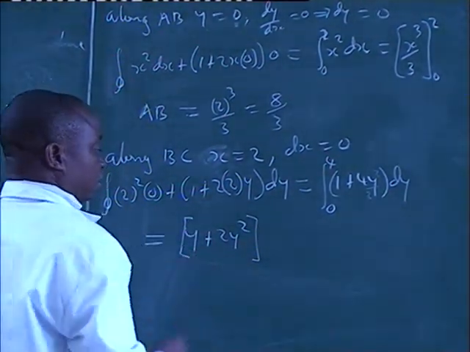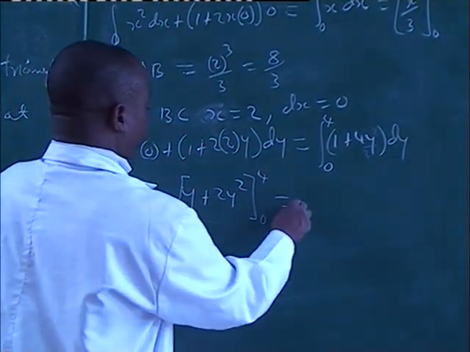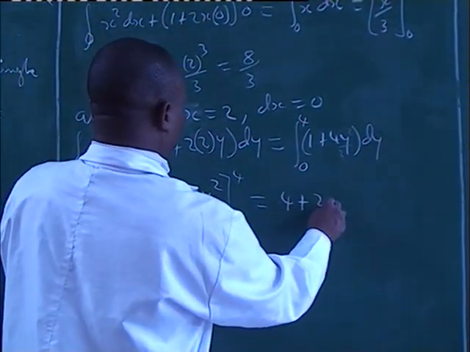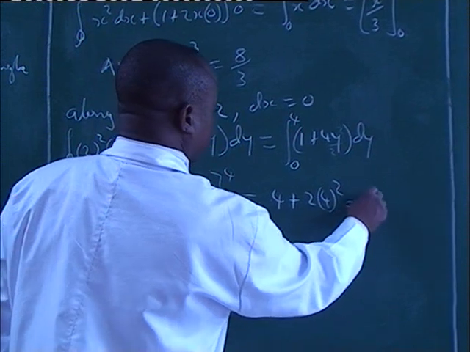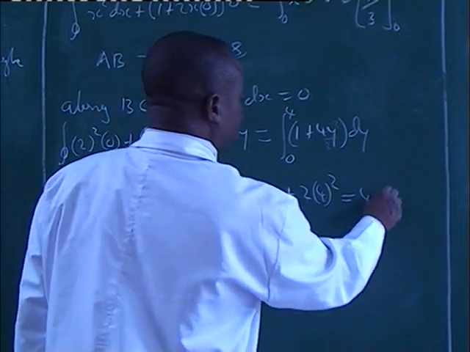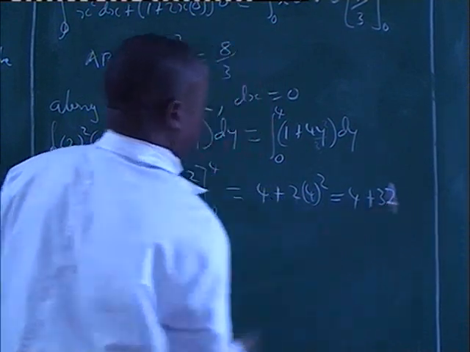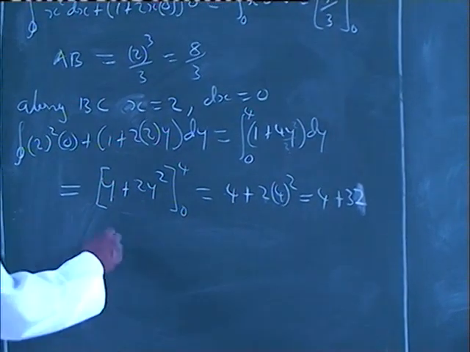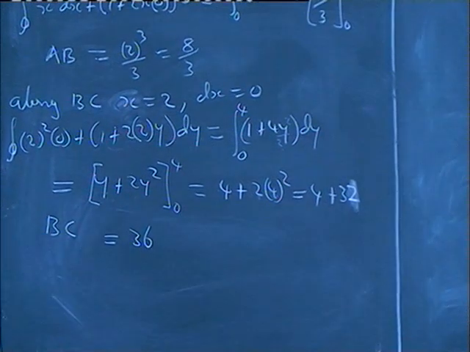So that we can now put the value of the limit. We then have 4 plus 2, then 4 squared. And that will give us 4, then 4 squared is 16, times 2 is 32. We have 32 plus 4, then we have 36. That is BC, along BC.